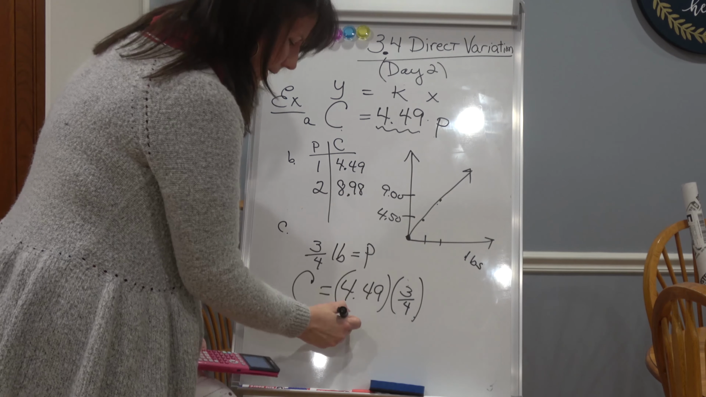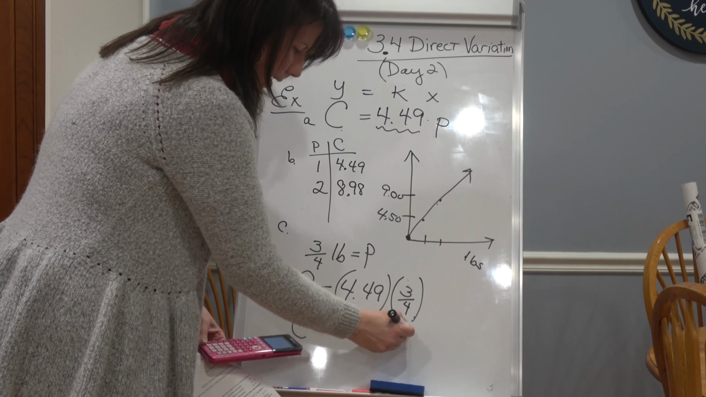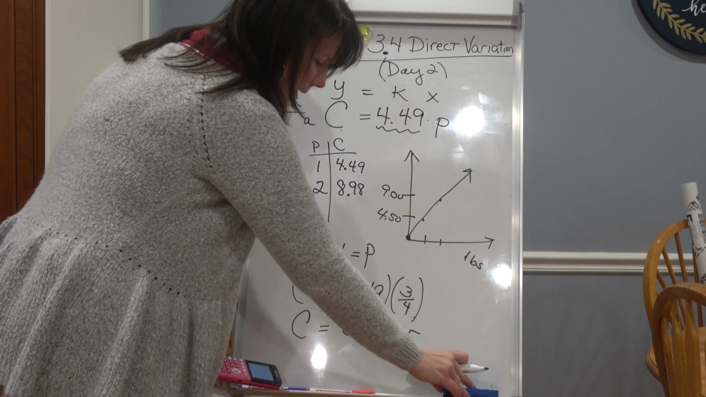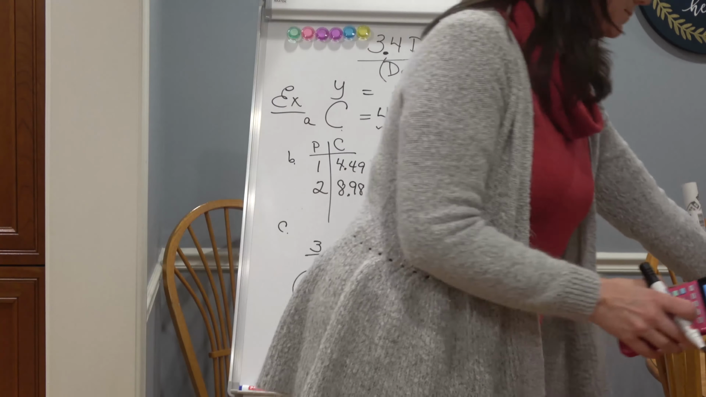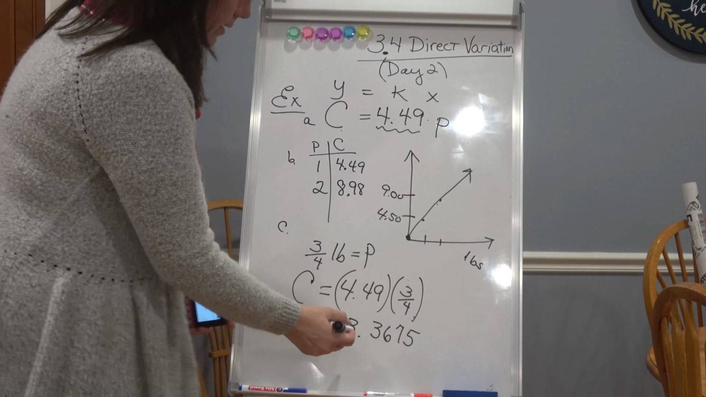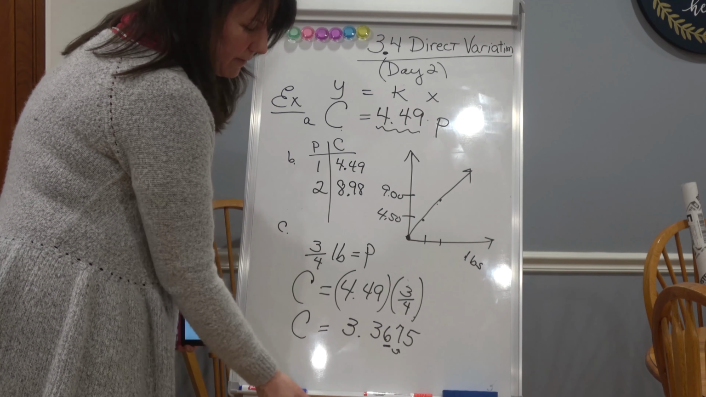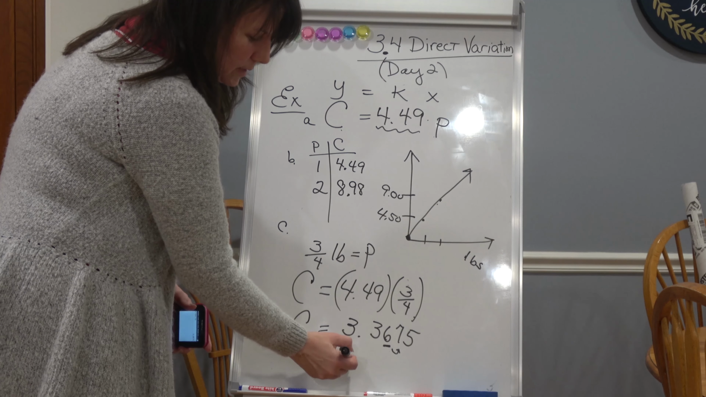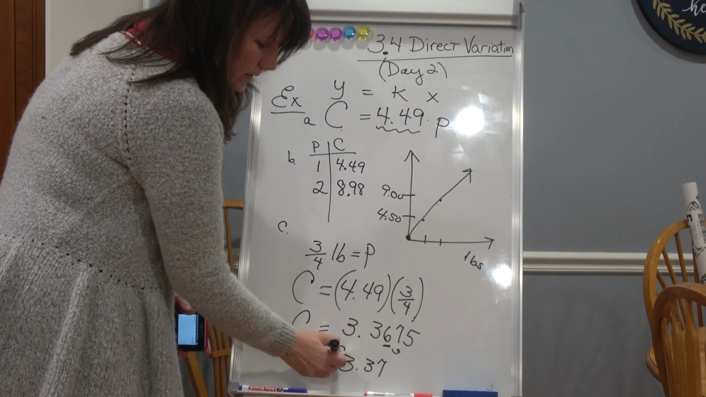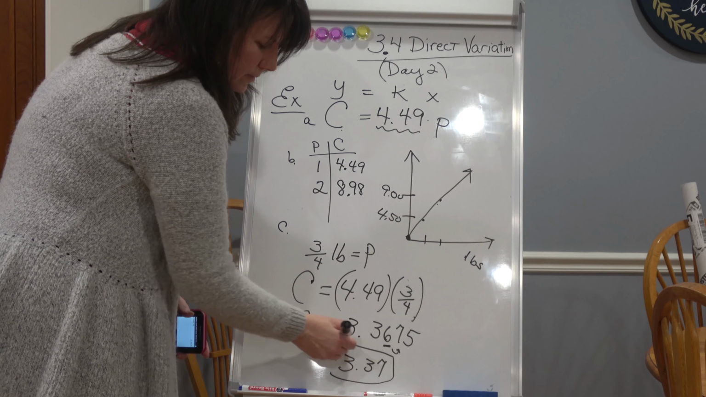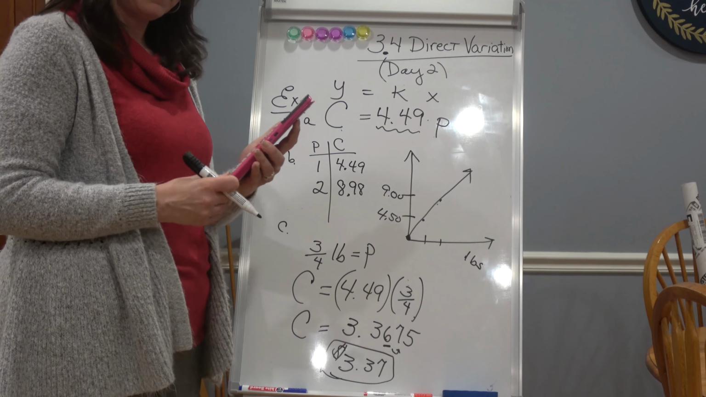Now, this is what my calculator tells me, 3.3675. But if we're talking about money, how many decimal places do we look at? We've got the nearest penny, but to the right of that is a 7, so that's going to round the 6 up to a 7. So $3.37 would be the correct answer. Remember, when we're talking about money, we're rounding to the nearest hundredth.